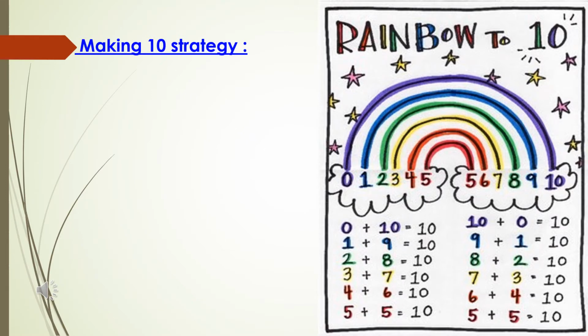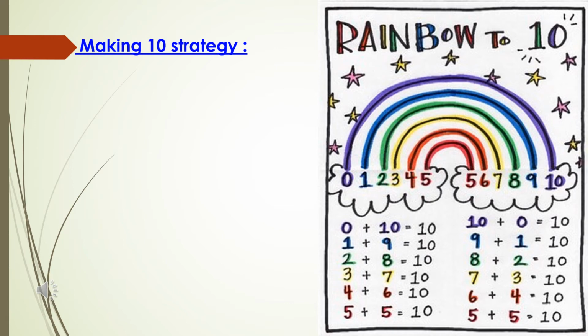Now let's move to the last mental strategy, which is making 10 strategy. Making 10 means we should memorize all numbers that we add together to make a 10. Numbers or addends. Do you remember addends? Addends, the numbers we added together to make a 10. Here we have a chart. We connect each two numbers added to make a 10 with the same line.